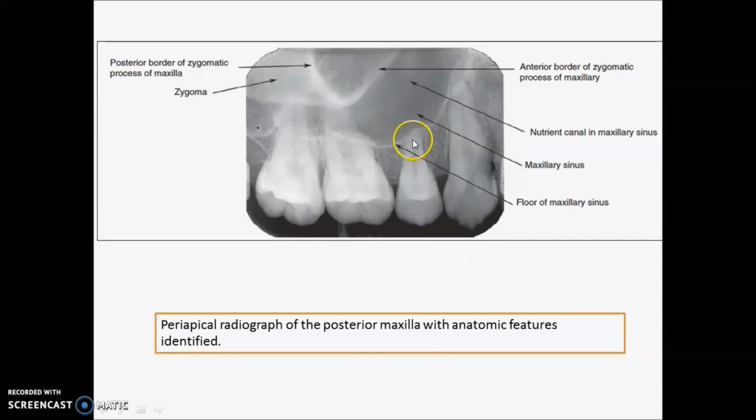Now we'll talk about the posterior maxilla also. This indicates the anterior border of the zygomatic process of maxilla, and this is the posterior border of the zygomatic process of maxilla. And this thickened, or we can say more radiopaque area, is your zygoma. And this is the floor of your maxillary sinus. Remember, it is most closely related to your first maxillary molar. And you can see this radiolucent line. These are the nutrient canals in the maxillary sinus.